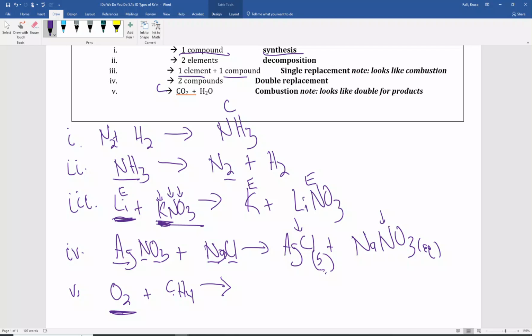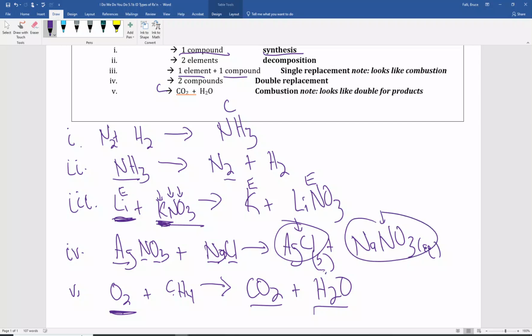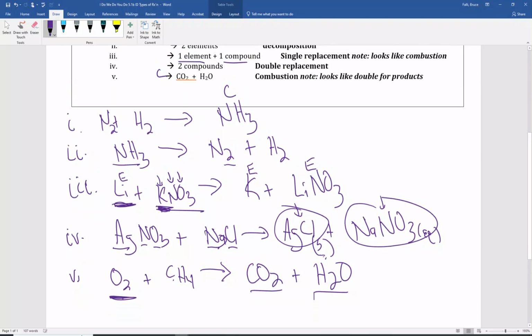And then combustion always makes specifically these exact 2 compounds, CO2 and H2O. So combustion will always have CO2 and H2O. Double replacement, not going to be CO2 and H2O. So if it's specifically CO2 and H2O, that's it.